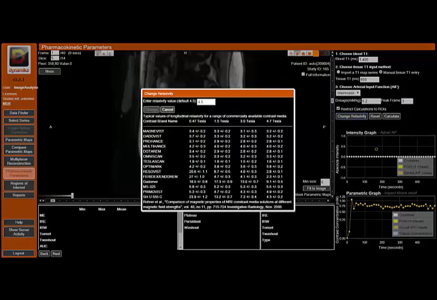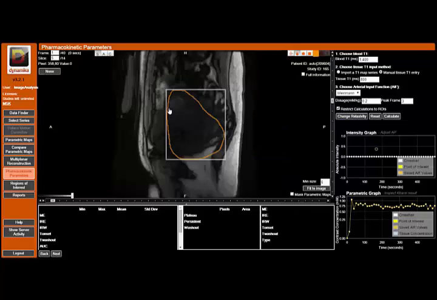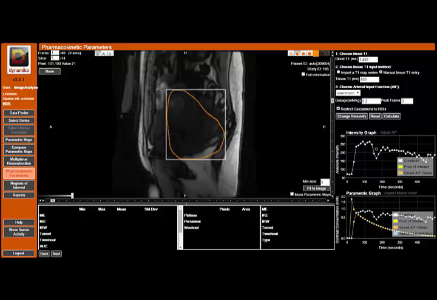I can change the relaxivity of the contrast agent. There's a default value of 4.5. We have a table here of many popular, commonly used contrast agents, and the relaxivity values as a function of magnetic field strength of the scanner. So I'd now be ready to simply go ahead and calculate.